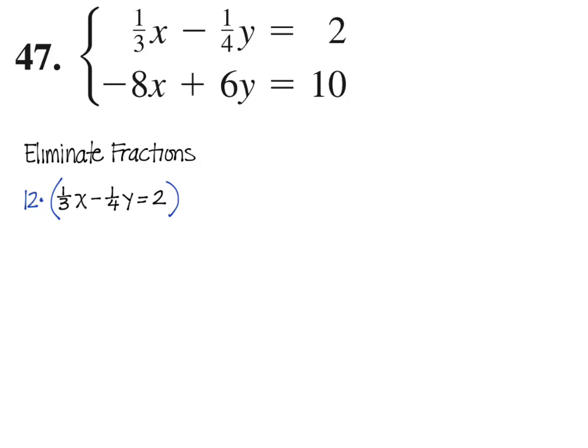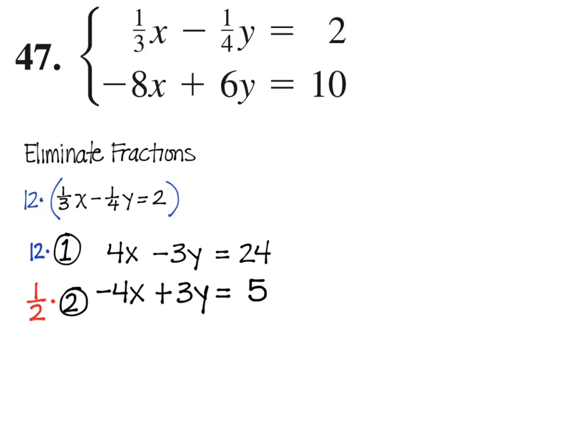I'm going to take that equation 1, I'm going to multiply it by 12. So we're going to end up with 4x minus 3y equals 24. So that was 12 times equation number 1. I notice that all of the terms in equation 2 are divisible by 2. So I'm going to multiply that whole equation by 1/2, which is to divide every term by 2. And I end up with this right here.